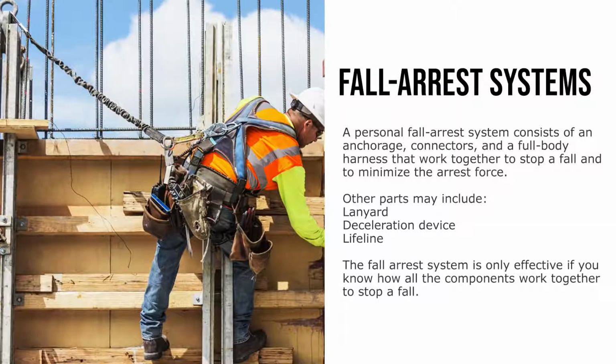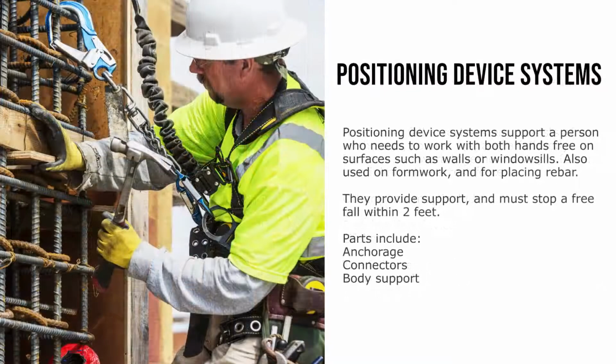A personal fall arrest system consists of an anchorage, connectors, and a full body harness that work together to stop a fall and to minimize the arresting forces. Other parts include lanyard, deceleration device, lifeline. Positioning device systems support a person who needs to work with both hands free on surfaces such as walls or windowsills. Also used on formwork and for placing rebar. They provide support and must stop a free fall within 2 feet. Parts include anchorage, connectors, body support.